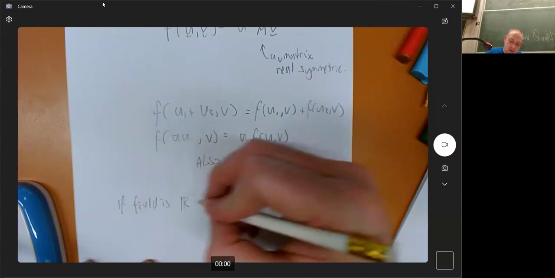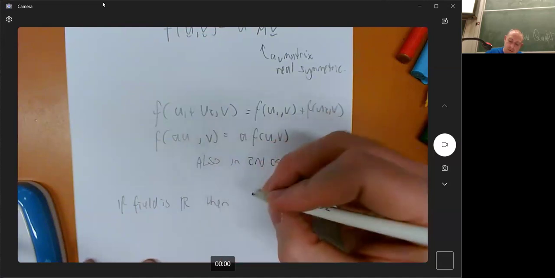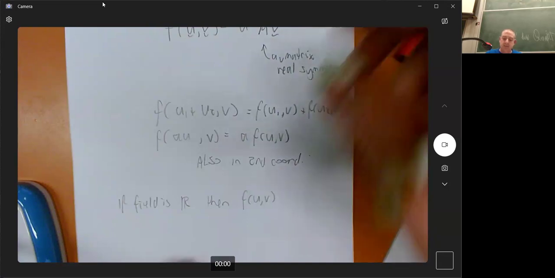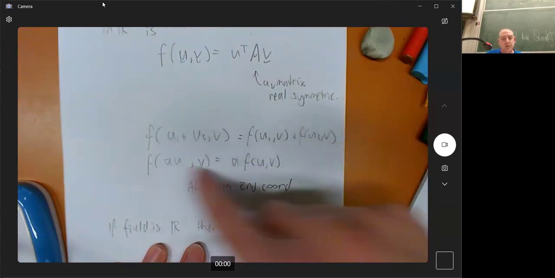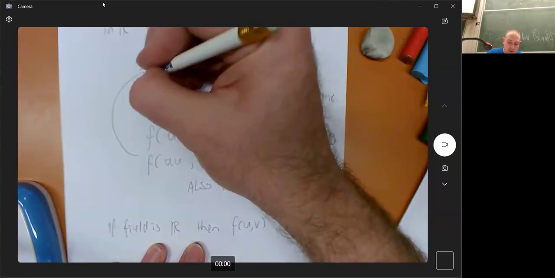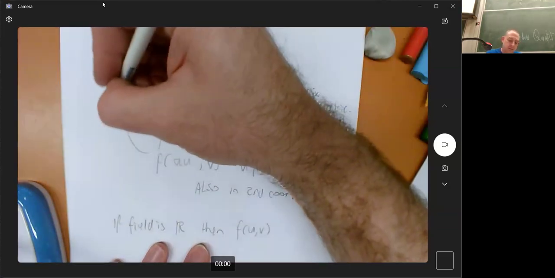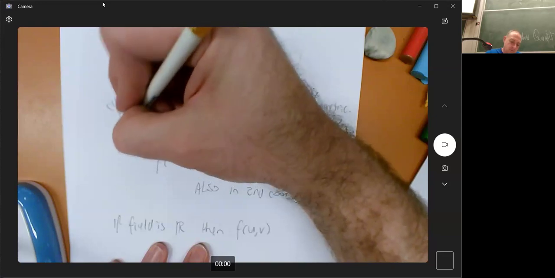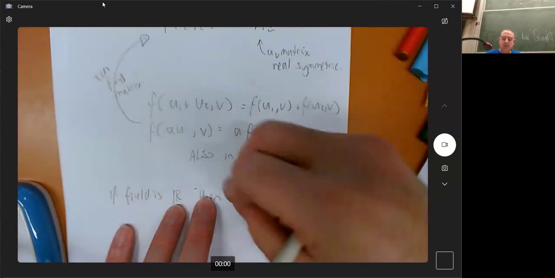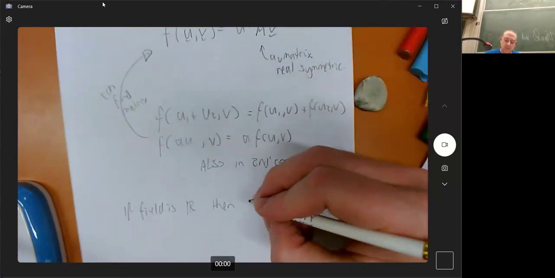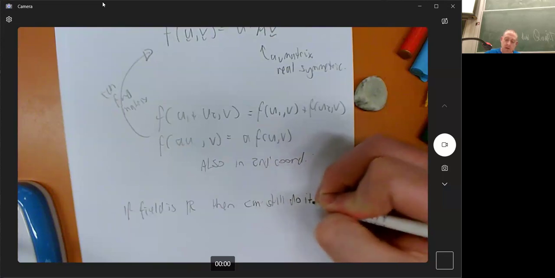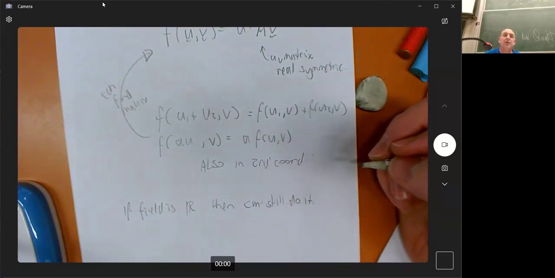If the field is R, then this doesn't require you to have a matrix first, but you can always find the matrix. You can still do the same trick, but you have to do everything in terms of a specific basis.